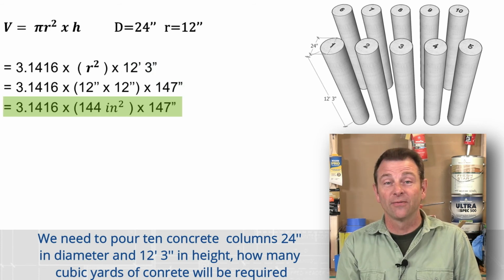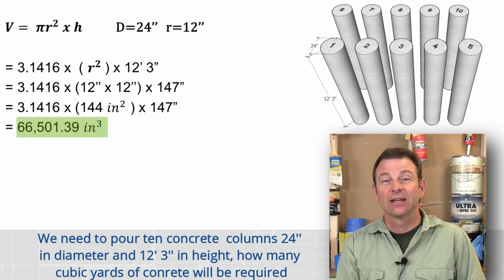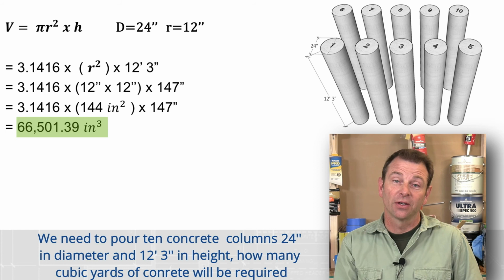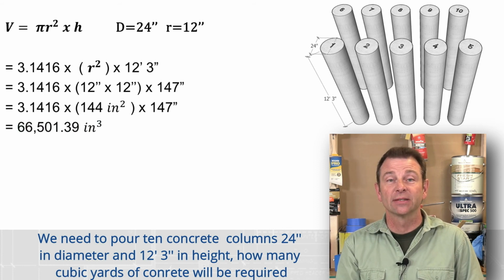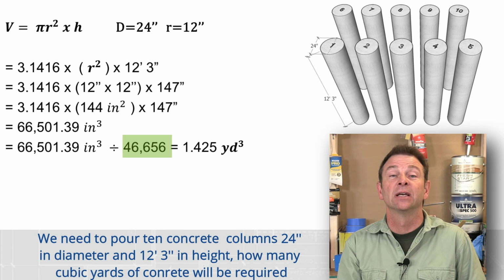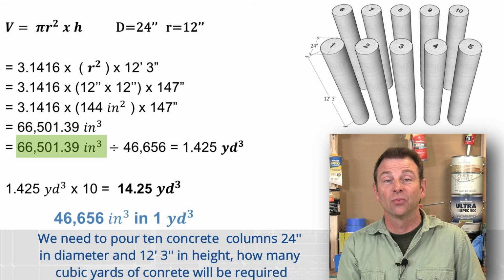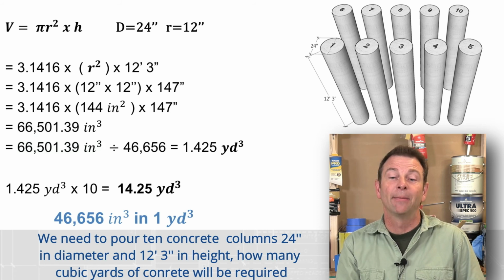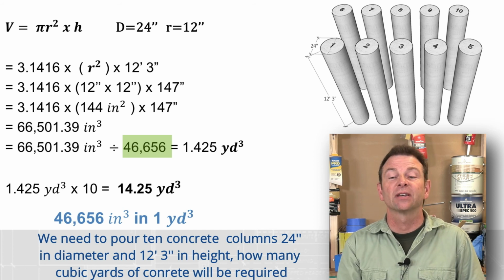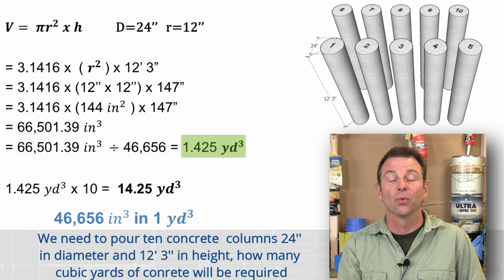We have 3.1416 times 144 square inches, that's our radius squared, times 147 inches. That's going to give us 66,501.39 cubic inches. We need to convert our cubic inches into cubic yards, and we can do that with a simple number, which is 46,656. When we divide 66,501.39 cubic inches by this number of 46,656, it's going to give us a cubic yard measurement of 1.425.